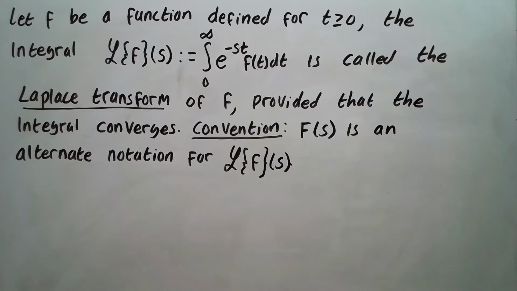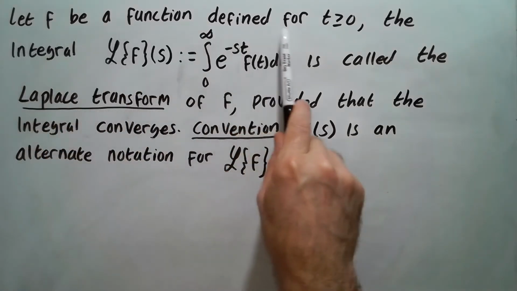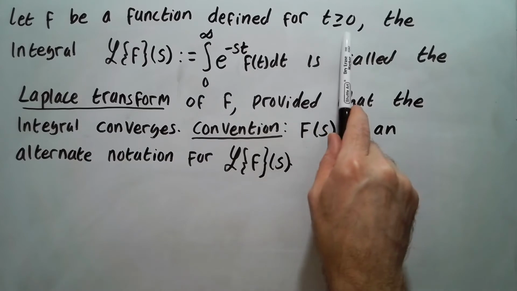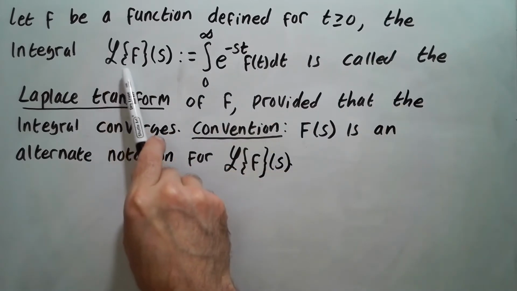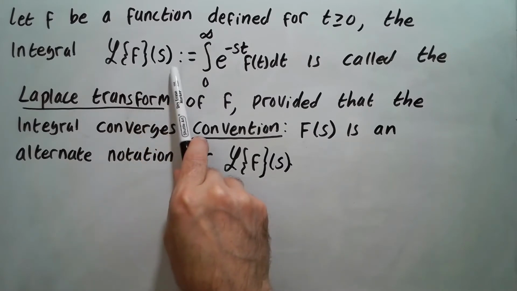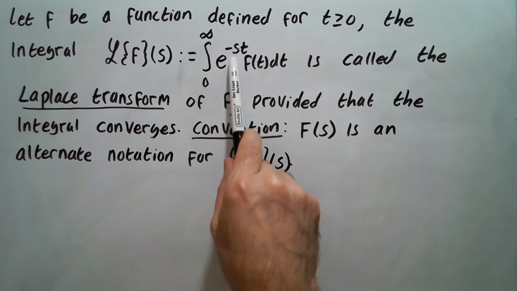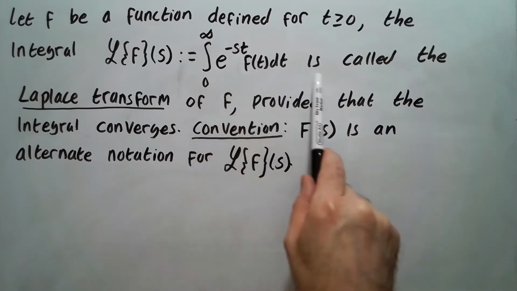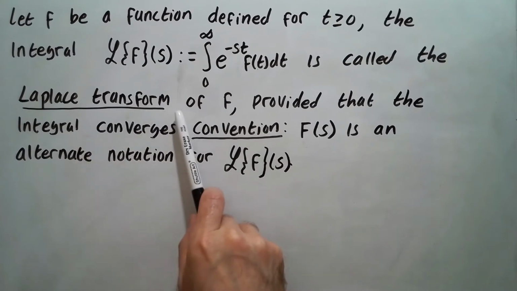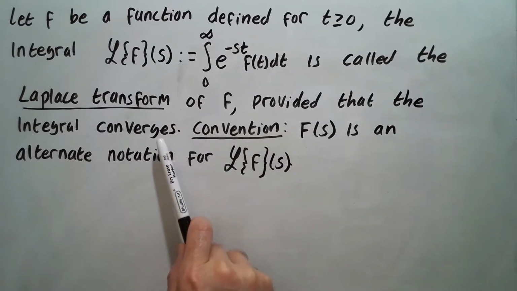Okay, so in this section we'll be talking about the Laplace transform. Let f be a function defined for t greater than or equal to 0. The integral L of f, defined to be this integral from 0 to infinity of e to the minus st f of t dt, is called the Laplace transform of f, provided that the integral converges.